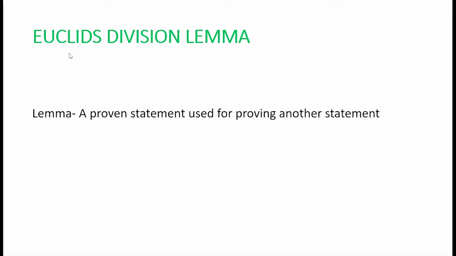Let's come to the very first topic in your class 10 mathematics, that is Euclid's division lemma. Before going into Euclid's division lemma, you should know two things. One is lemma and the other one is division. A lemma is basically a proven statement used for proving another statement. Means a statement already exists that has been proved, so we are using that particular statement to prove another statement. The things will be clear to you when we go into the details of Euclid's division lemma.